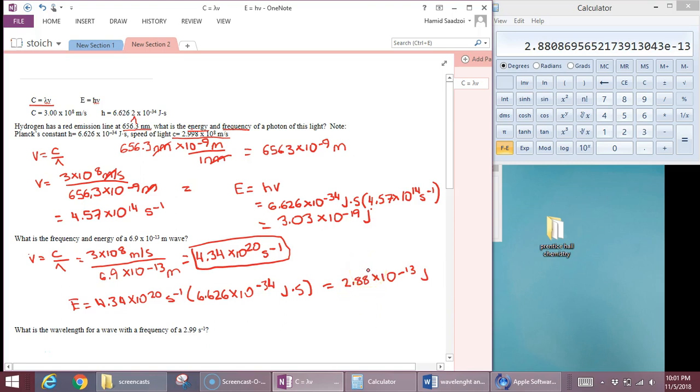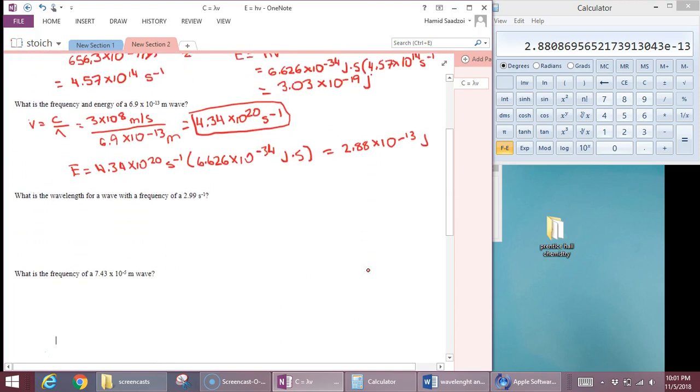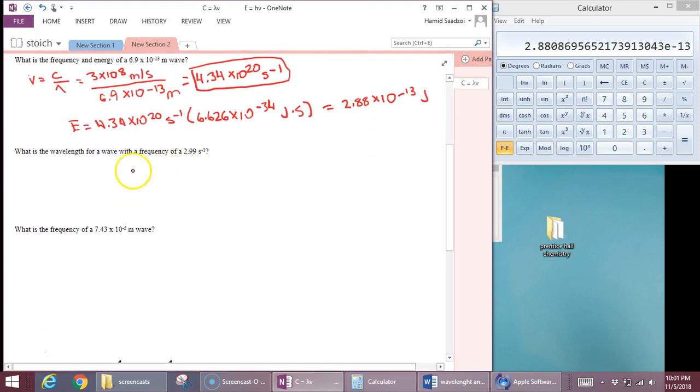Alright, so let's try another question. In this situation, what is the wavelength for a wave with a frequency of 2.99 seconds to the negative 1? So here we're going a little differently. Instead of looking for frequency like we just did, we're going to look for wavelength. Wavelength, remember, is the lambda symbol. Still going to be c, still going to be v in this situation. So 3 times 10 to the 8 meters per second divided by 2.99 s to negative 1.